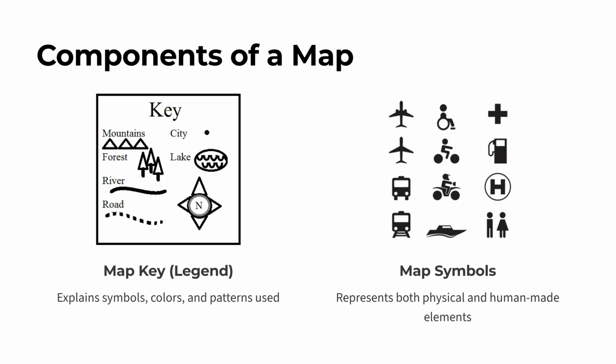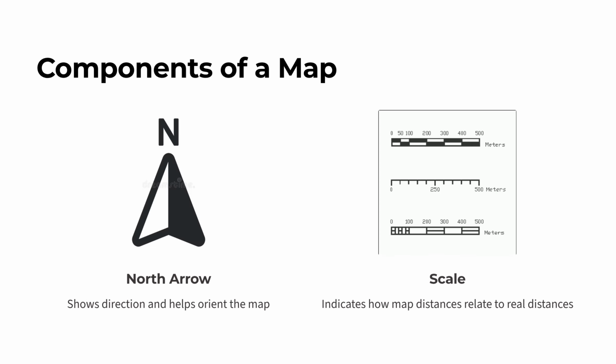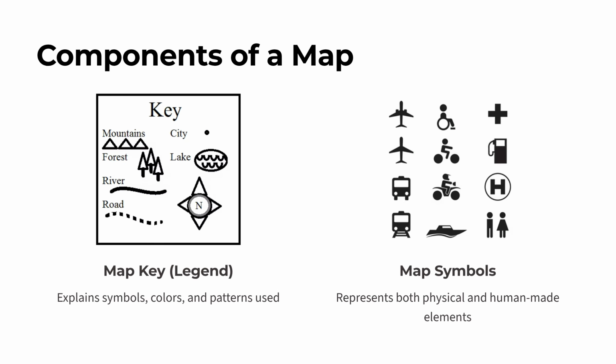So, to read any map correctly, look for these 4 things: the north arrow, the scale, the map key, and the symbols. Once you understand this, reading any map becomes simple and fun.